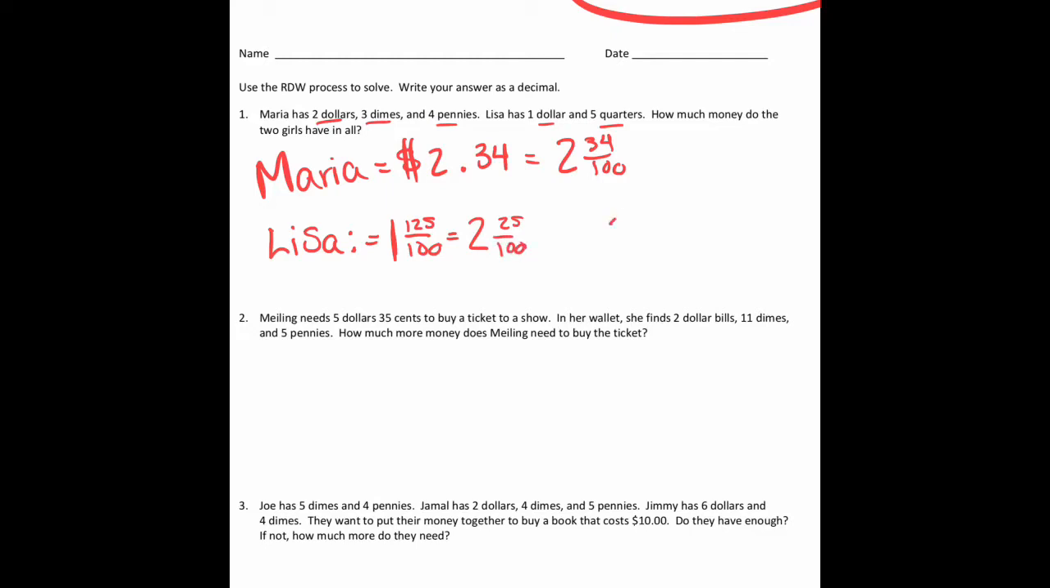So when we add their two totals together, we'll say 2 and 25 hundredths plus 2 and 34 hundredths. Well, the $2 plus the $2 will give you $4. And 25 plus 34, I'm going to add it up here, gives you 59. So it would be 4 and 59 hundredths, or $4.59.